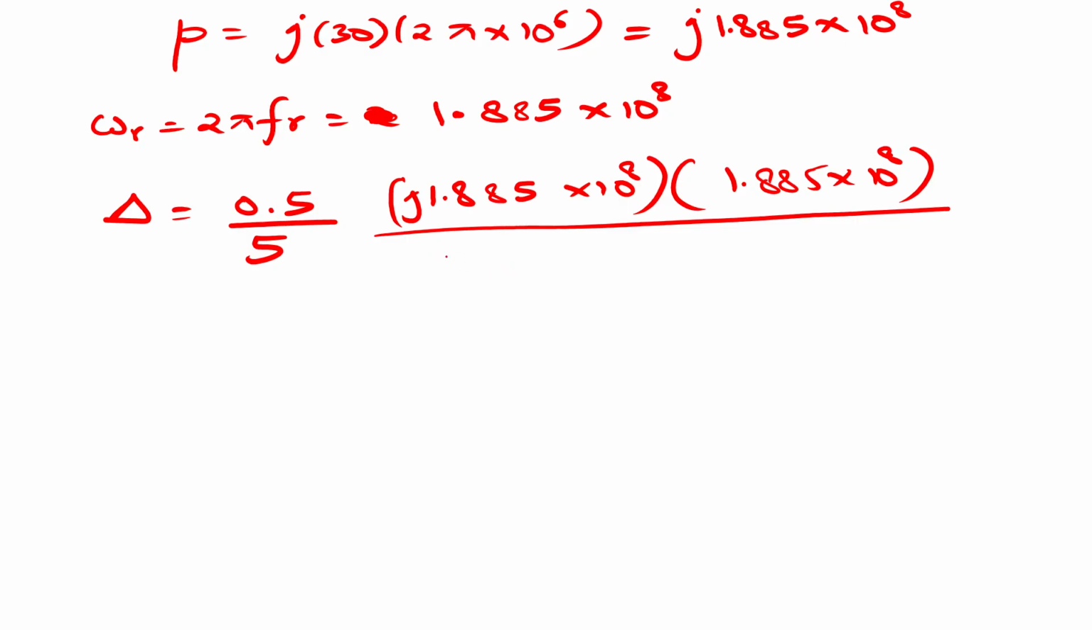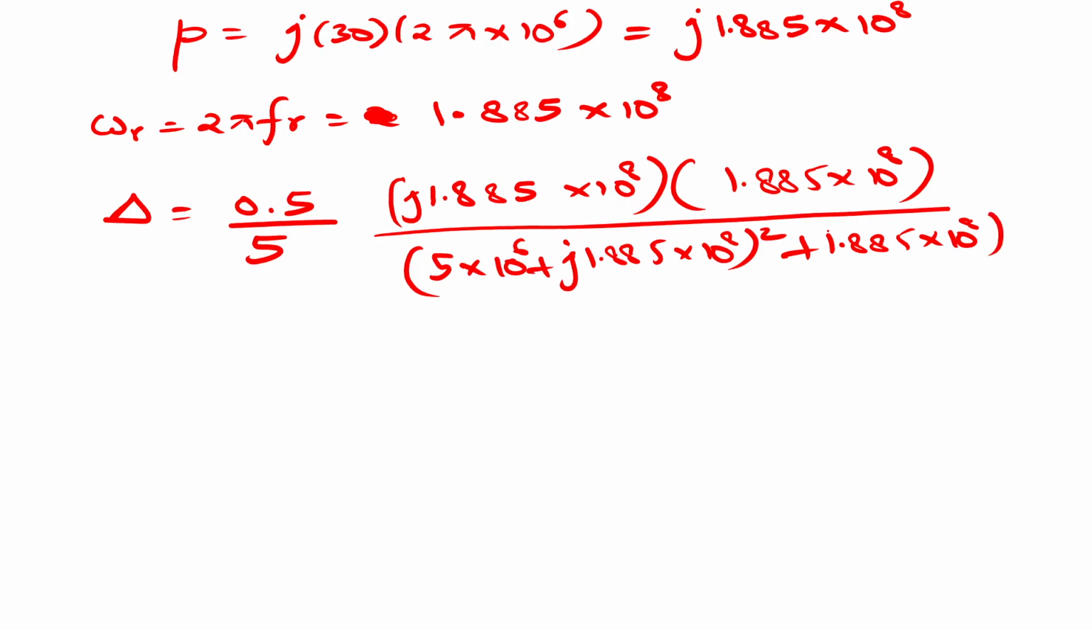So alpha is given as 5 into 10 to the power 6. It's already given in the problem. And we have to add it with P, which is j 1.885 into 10 to the power 8, and whole square plus omega R square. Omega R is 1.885 into 10 to the power 8 and square of this. Now when we solve this, delta comes out to be 1.885.